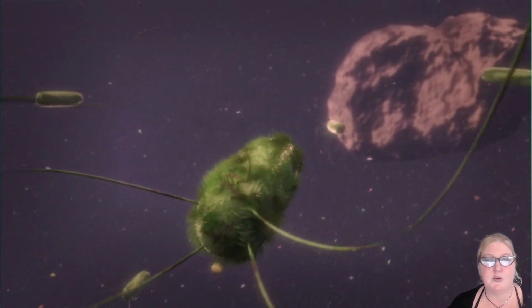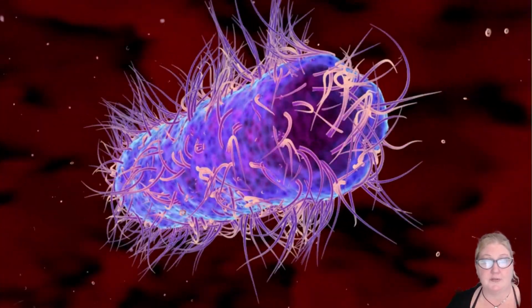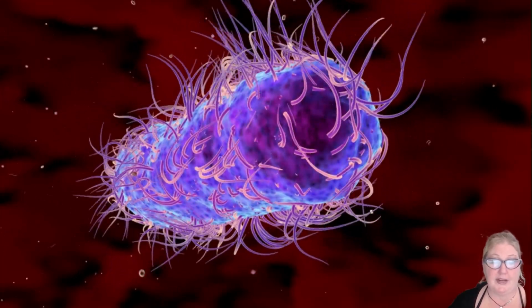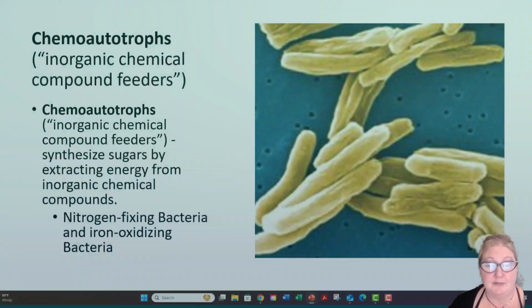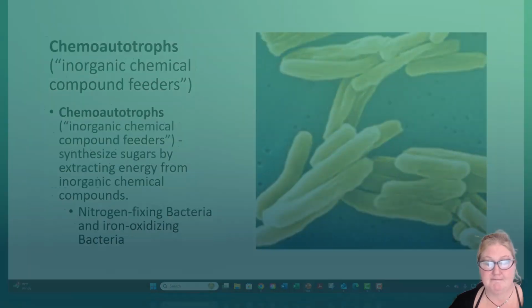Chemoautotrophs feed on inorganic chemical compounds. Chemoautotrophs synthesize their sugars by extracting energy from inorganic chemical compounds. For example, there are nitrogen-fixing bacteria and iron-oxidizing bacteria.